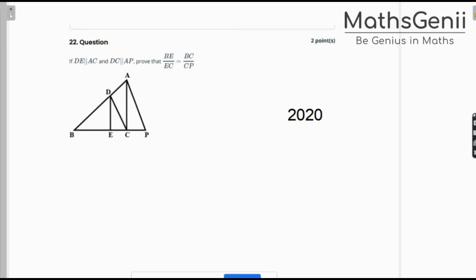So this is the property that you're going to use in the question that had appeared in 2020. This question is very simple if you have understood the property. Now carefully look at the diagram. In the diagram, concentrate on triangle BPA. In this triangle, what is given to me? DC is parallel to AP. This is given to me, right?